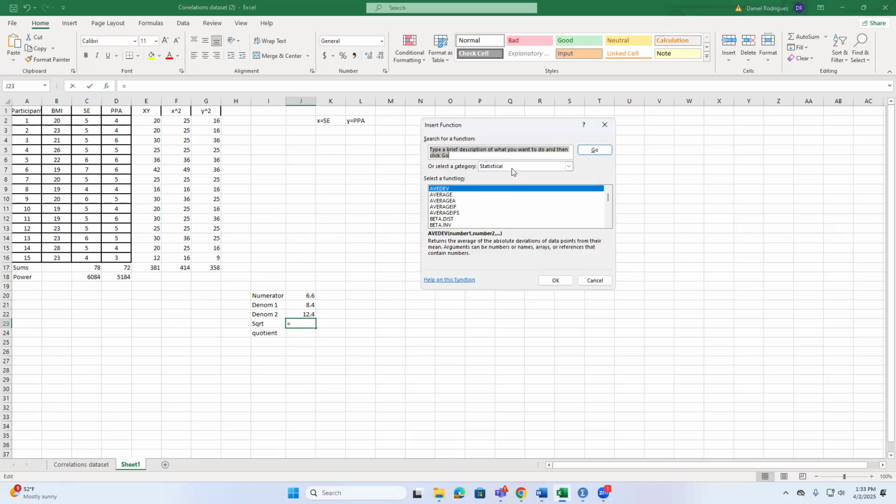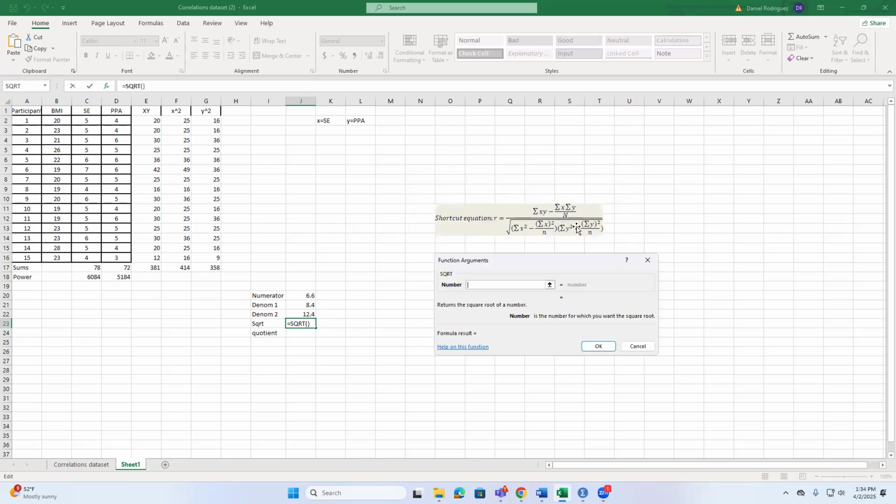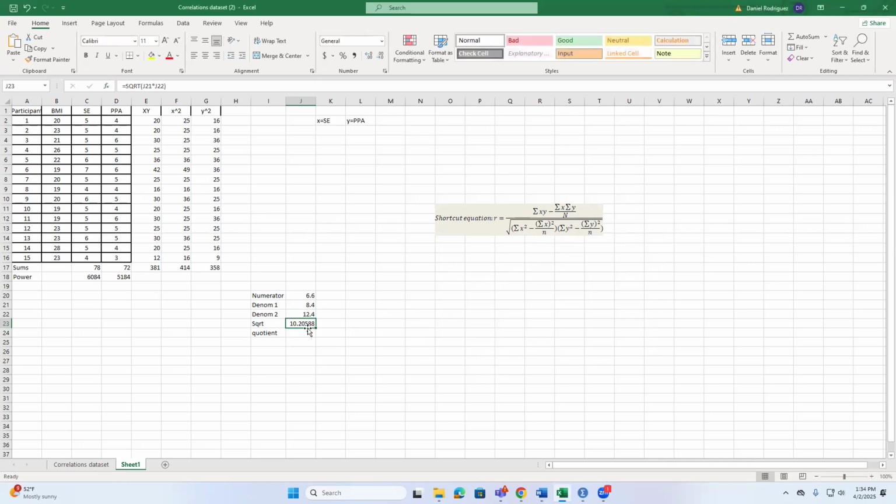Function. Go under math. Square root is a math thing. Look for square root. Okay. I need the square root of two things, right? If you look at the equation, I need the square root of the product of these two things. So I'm going to do square root of this times this equals. All right, so my square root is there.